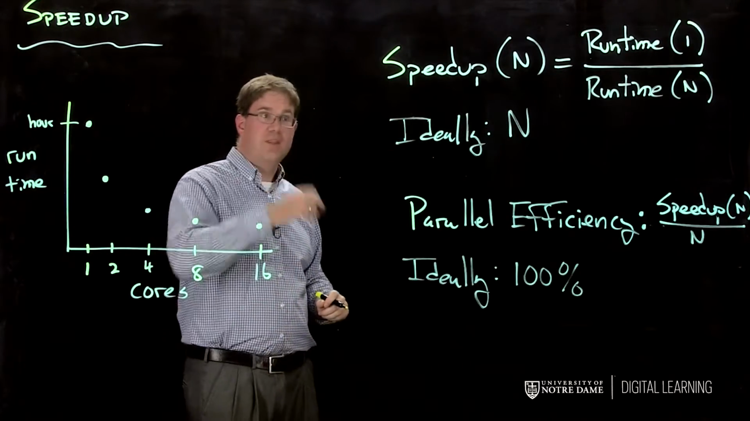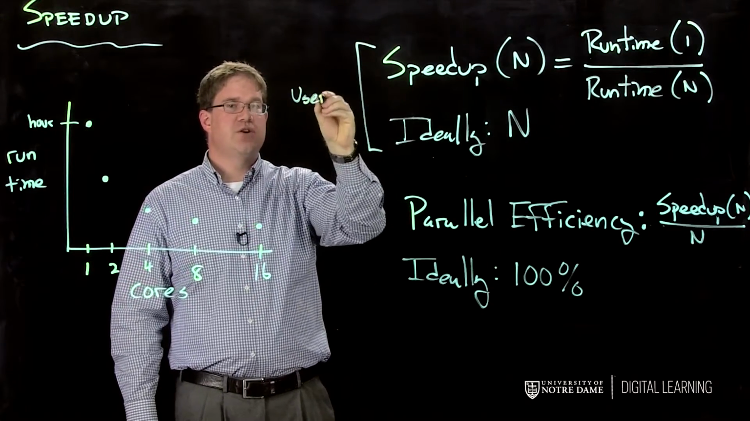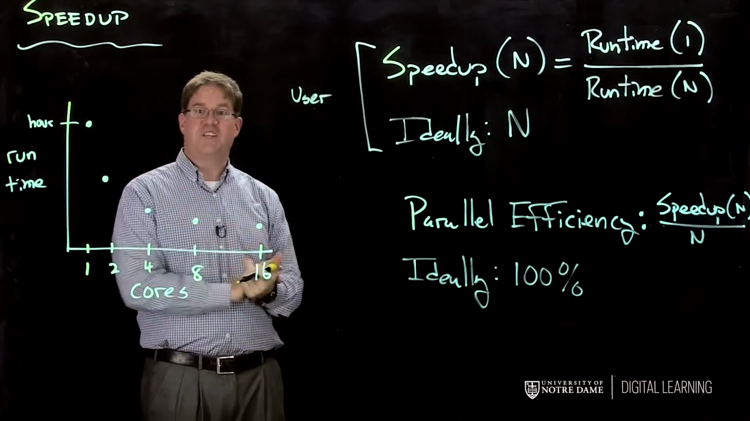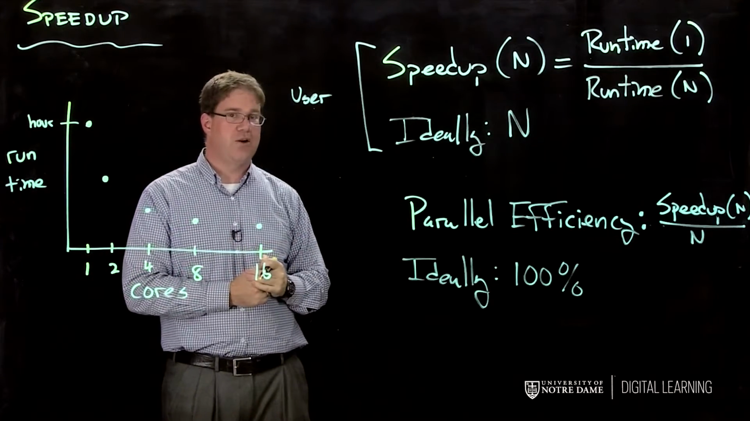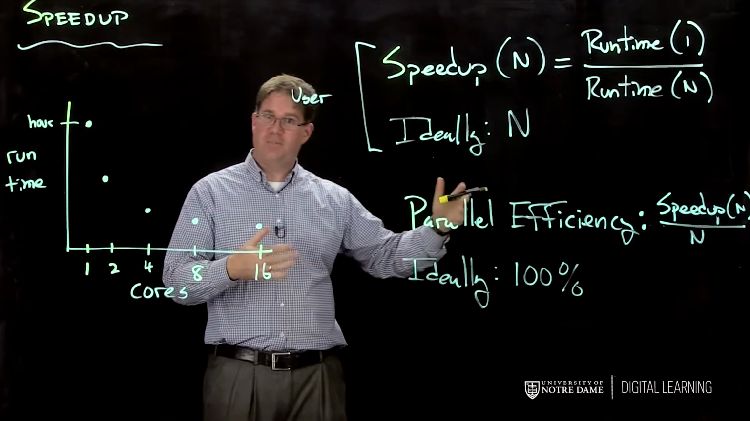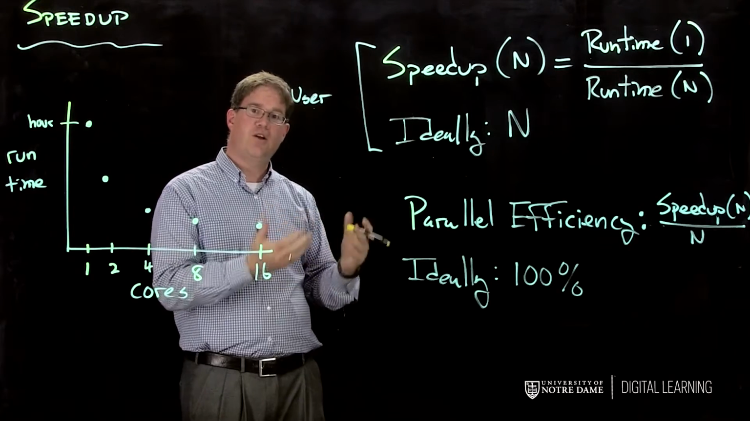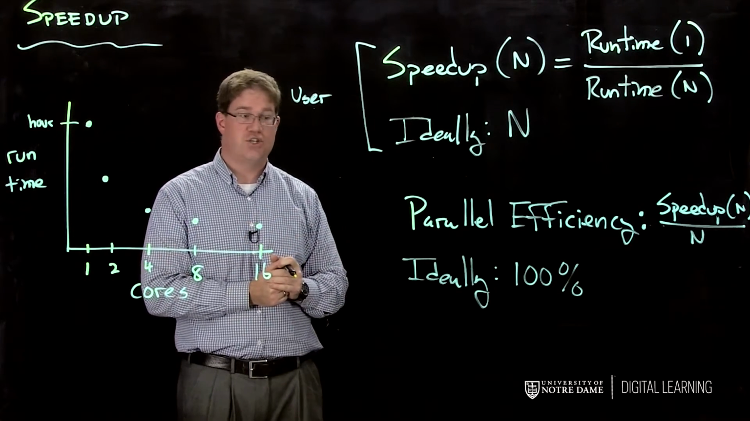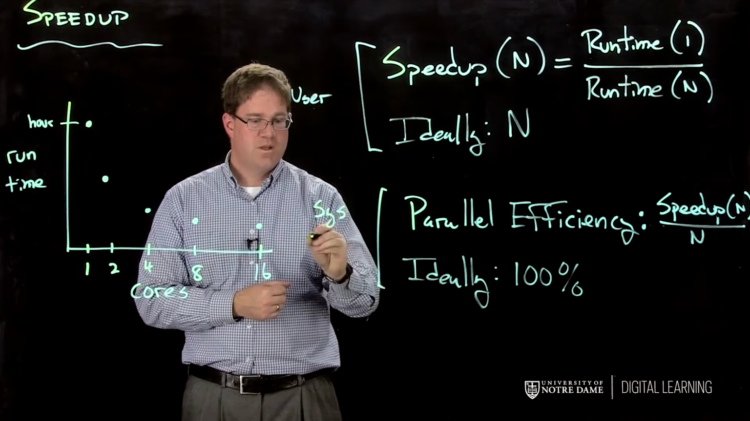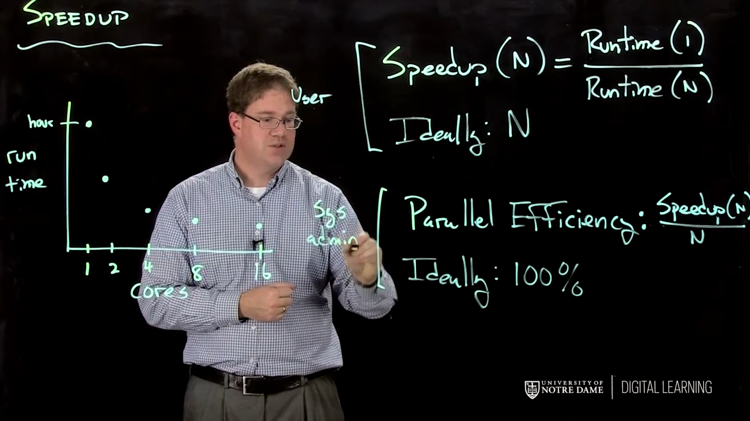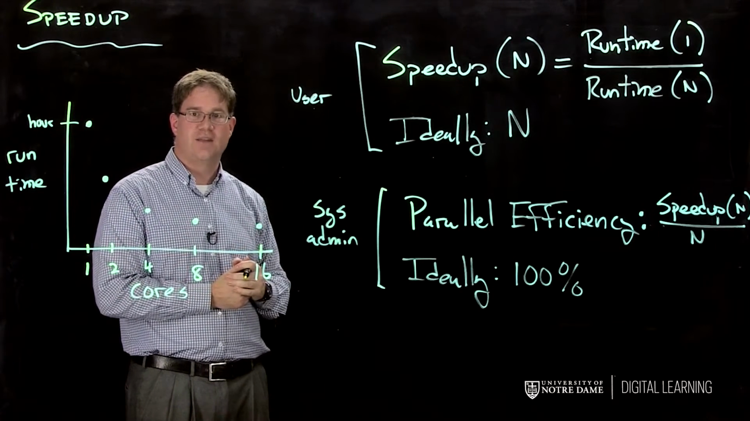Now, you'll find that speedup is usually the metric that the user of the system is interested in, because the user wants the biggest speedup they can get, and they don't really care how many cores they're using as long as that number keeps getting bigger and bigger. But of course, if you get bigger and bigger and speedup starts to fall off, your parallel efficiency goes lower. And if you have a low parallel efficiency, you're wasting the machine that you're using. So it turns out that it's usually system administrators that are more interested in parallel efficiency, and they would like to see their systems used in a way such that parallel efficiency is very high.